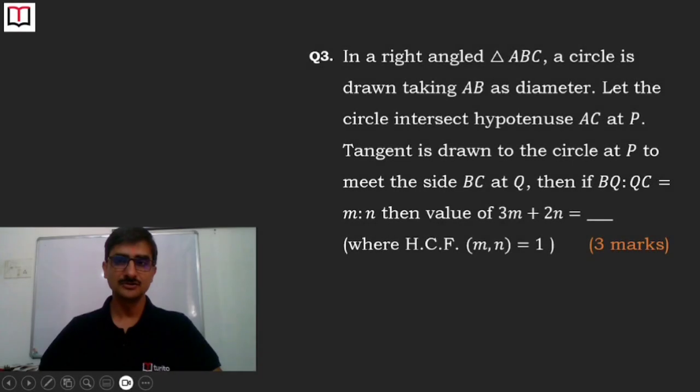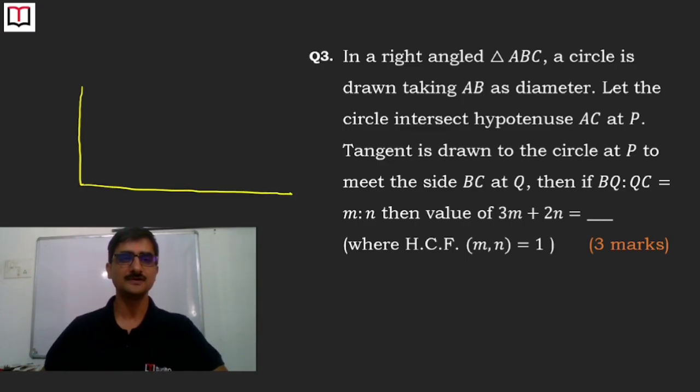Here we have a question of geometry, so let's take a step closer to our mission IOQM 2026. The question is, in a right angle triangle ABC, a circle is drawn taking AB as a diameter. Let us first try to draw a right angle triangle. I might not be that good at drawing figures, but I think it will be at least clear so that you may understand it.